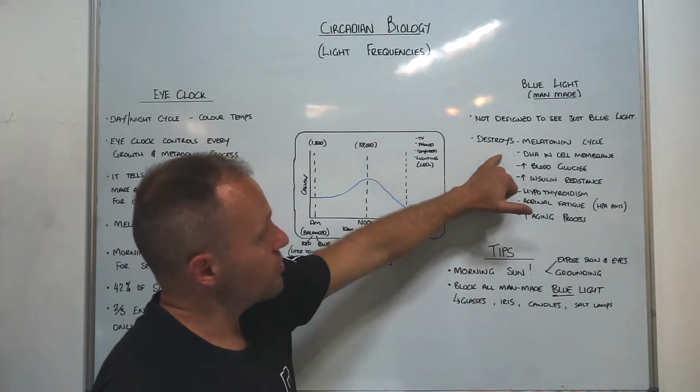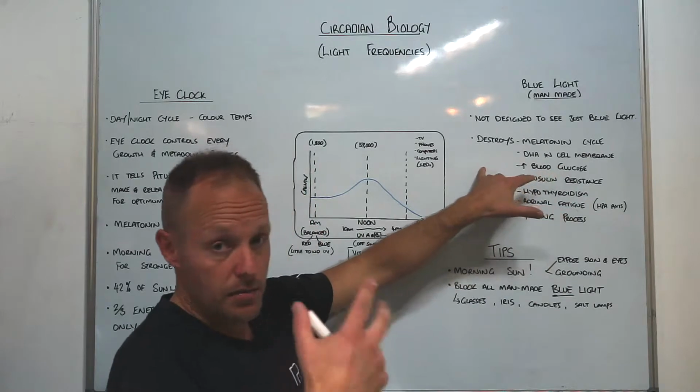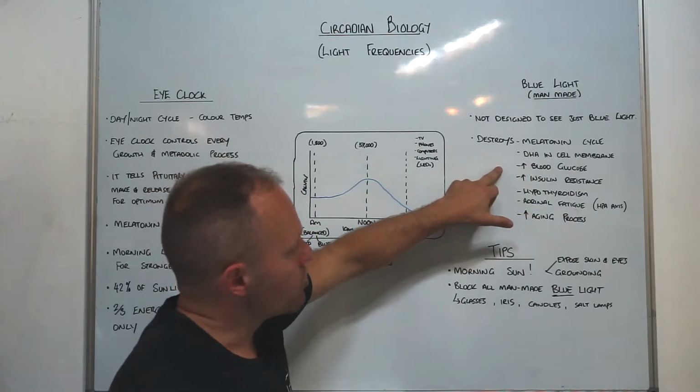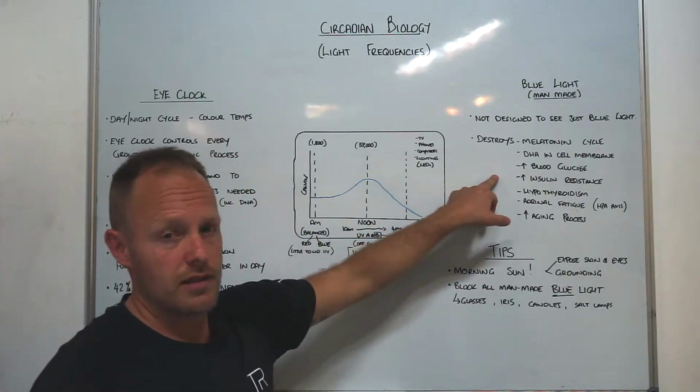It actually can destroy the DHA in the cell membranes, which is very, very important again for energy production, the whole cycle of energy. It will drive blood glucose through the roof. It will also drive insulin resistance. That's a massive one.